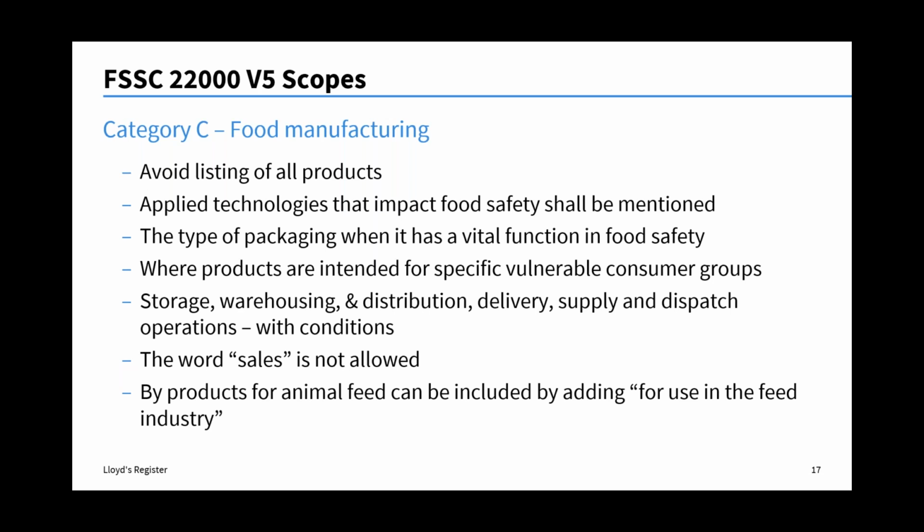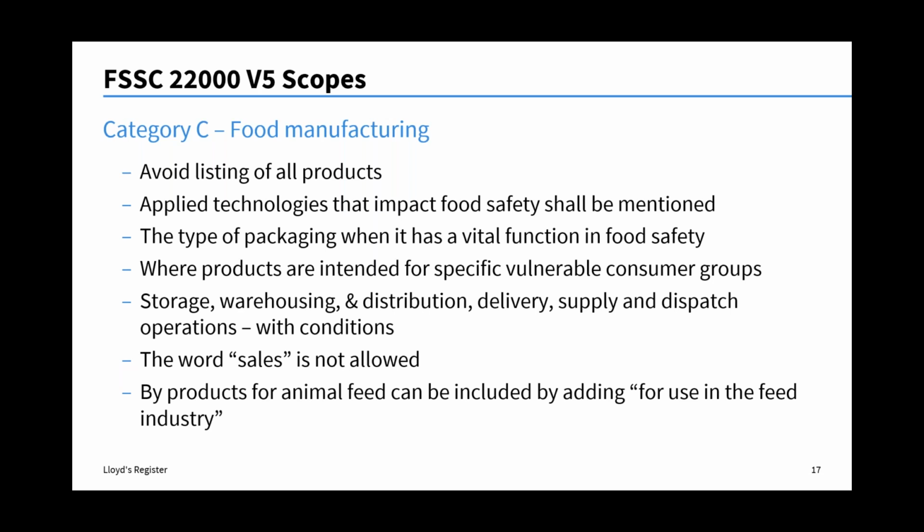Storage, warehousing, and distribution, delivery, supply, and dispatch operations may only be added to the manufacturing scope statement in cases where these are dedicated to the company's own production, included within the audited food safety management system. It is part of the same legal entity. If you are using third party logistics services, then category G is applicable, category C would not be applicable. The word sales is not allowed onto the scope.